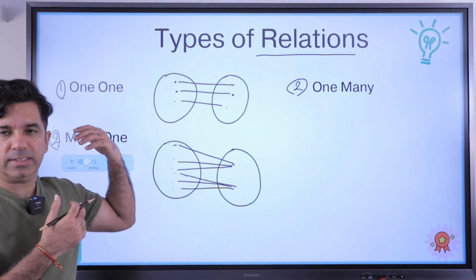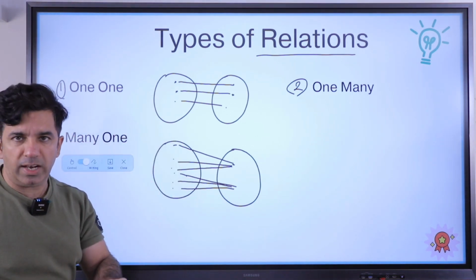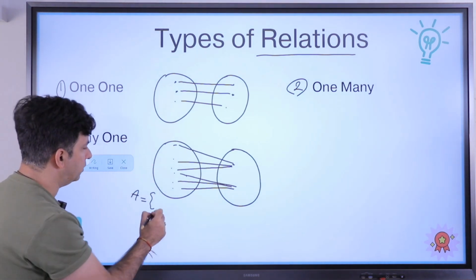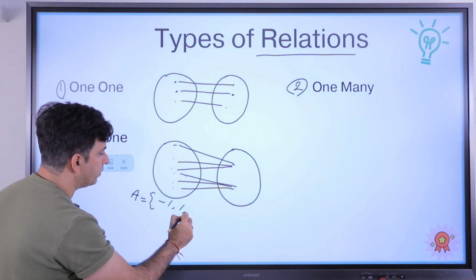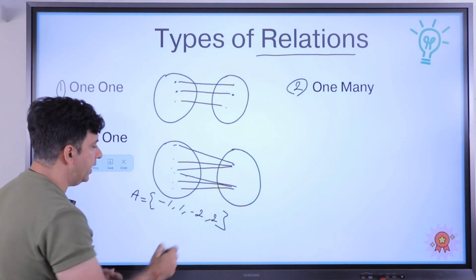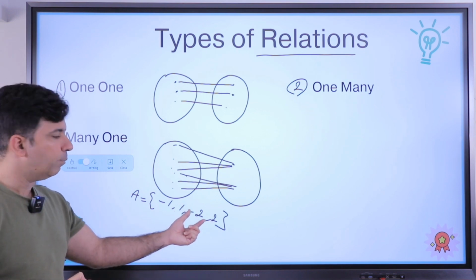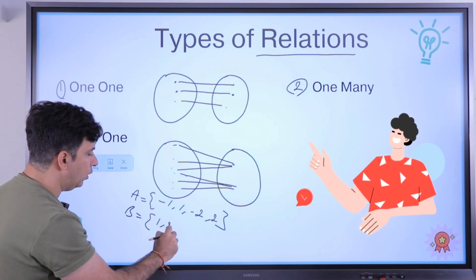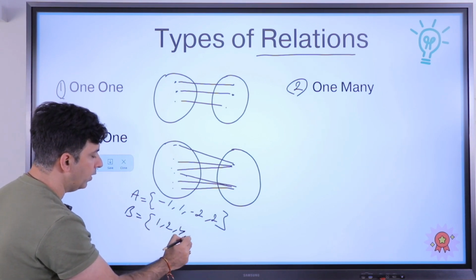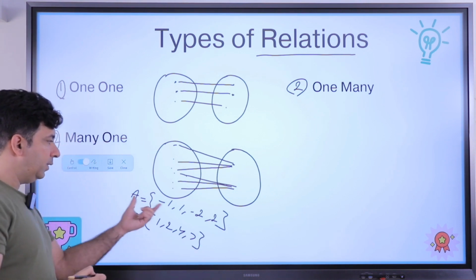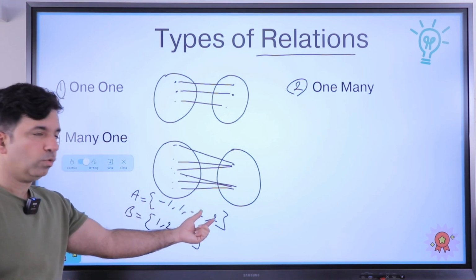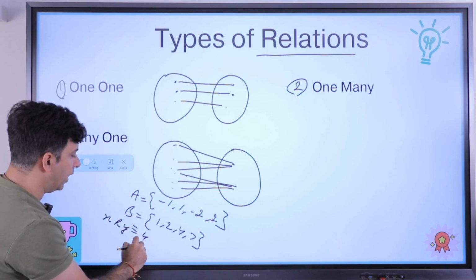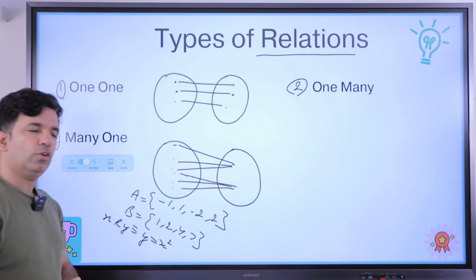One we have already seen, the example which we have done. For example, just to make you understand, I'm creating one example. Let's say I take set A as -1, 1, -2, 2, and set B as 1, 2, 4, and 7. This set A is -1, 1, -2, 2, and the set B is this. And x or y, let's say it is given as y is equal to x square.